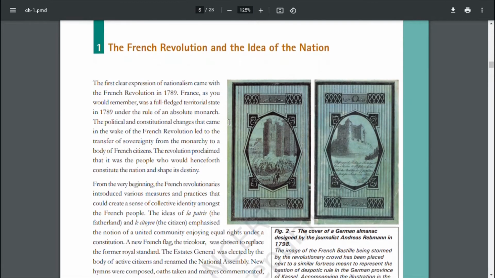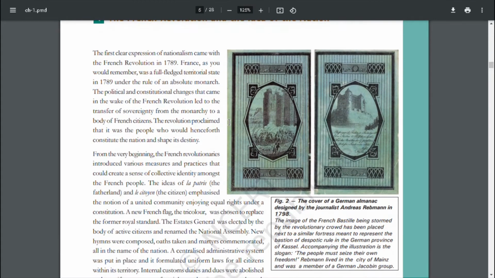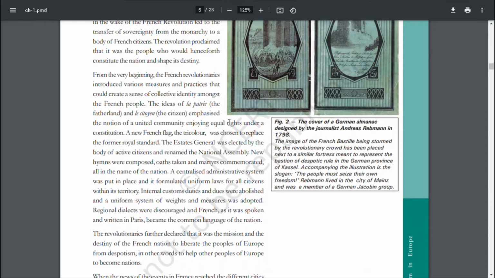The French Revolution and the idea of the nation. The first clear expression of nationalism came with the French Revolution in 1789. France, as you would remember, was a full-fledged territorial state in 1789 under the rule of an absolutist monarch. The political and constitutional changes that came in the wake of the French Revolution led to the transfer of sovereignty from the monarch to a body of French citizens. The revolution proclaimed that it was the people who would henceforth constitute the nation and shape its destiny.